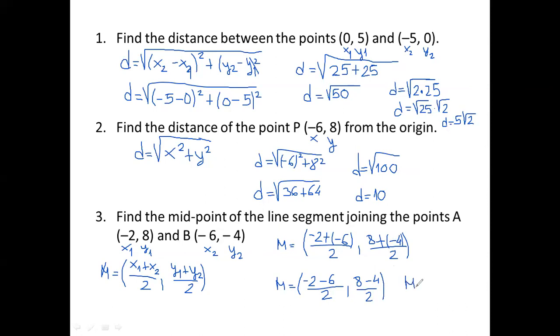So we have coordinates. The first coordinate will be -2 minus 6, that is -8, divided by 2. And the second one will be 4 divided by 2. So M will have coordinates: the first one is -8 divided by 2, which is -4, and the second one is 4 divided by 2, and that's 2. So the midpoint will have coordinates (-4, 2).